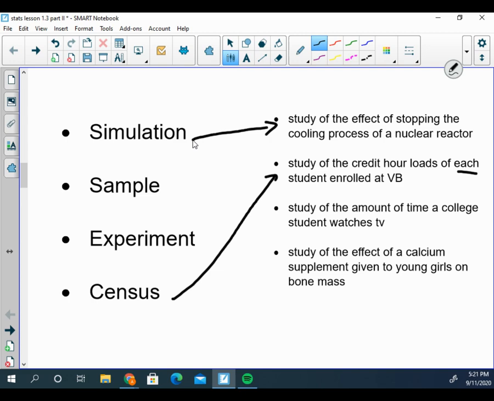All right, a sample study of the amount of time a college student watches TV. This is something that I could do a sample for, right? I could maybe pull 100 different individuals. Again, I'd use a simple random sample or something of that nature, but I could pull the University of Findlay and still get pretty accurate results of the TV watching time.